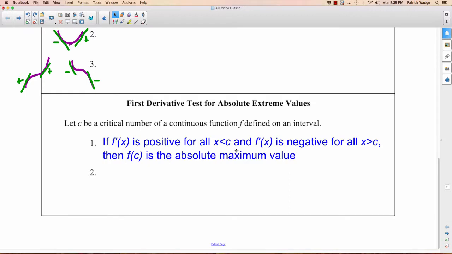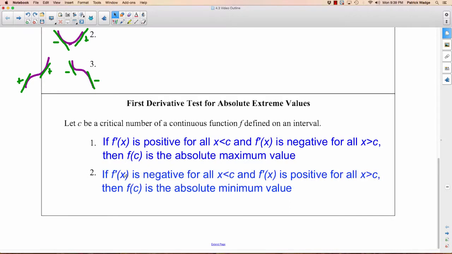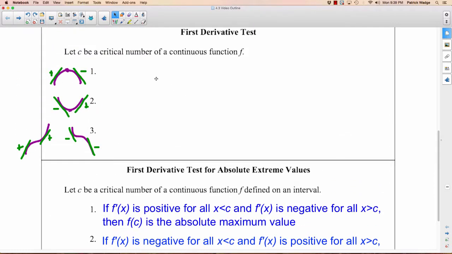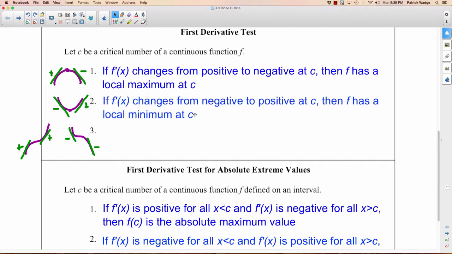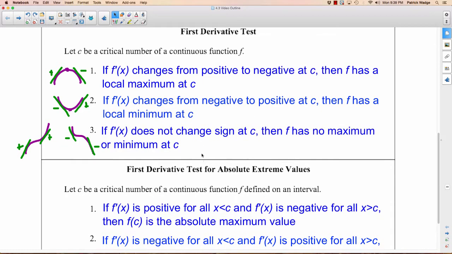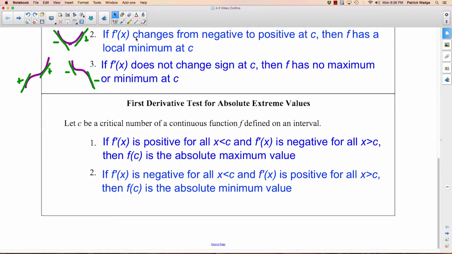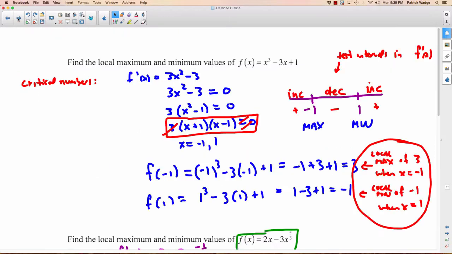In that case, you can say it's an absolute maximum value. And if the derivative is negative for all the x's less than c, and the derivative is positive for all the x's greater than c, then you could say that f of c is the absolute minimum value. Okay, but to tell the truth, this won't happen so much. Almost always what you'll actually be doing is just this first derivative test right here, but sometimes they might ask you to find the absolute extreme value in this way.